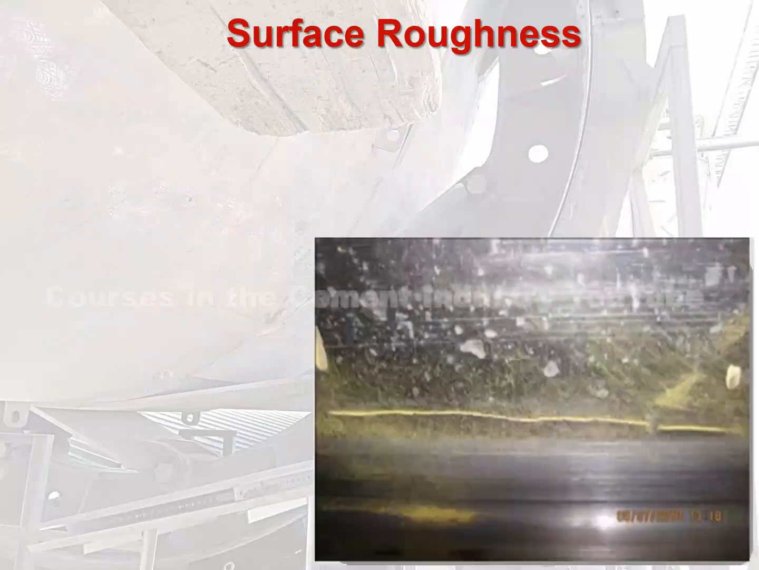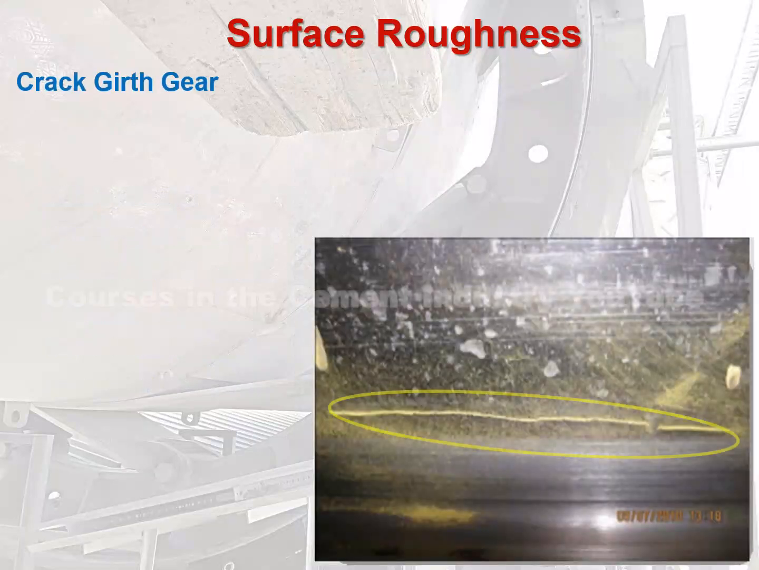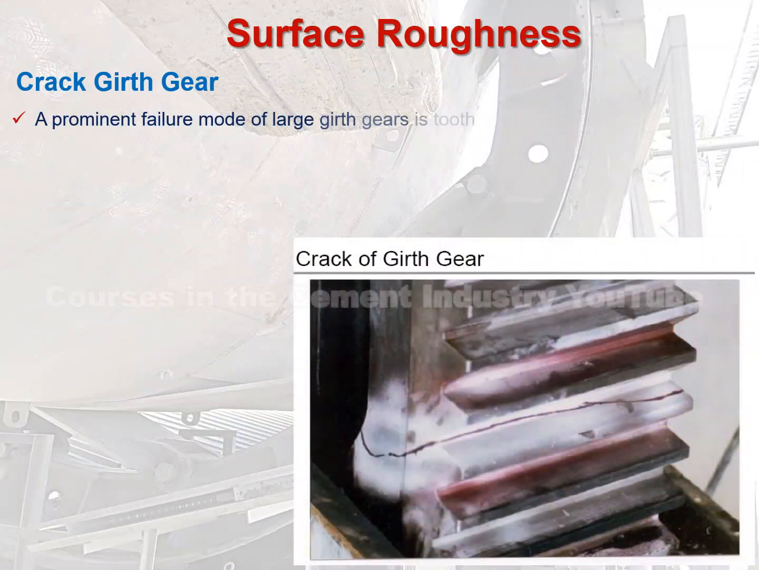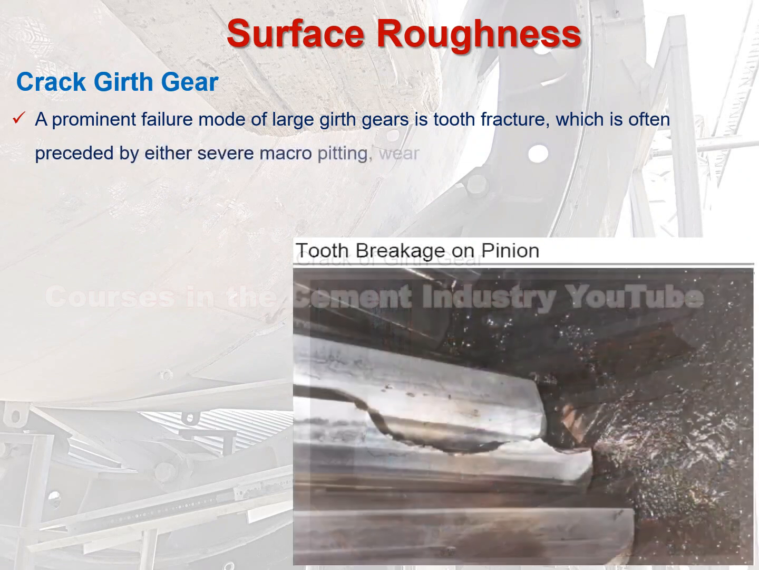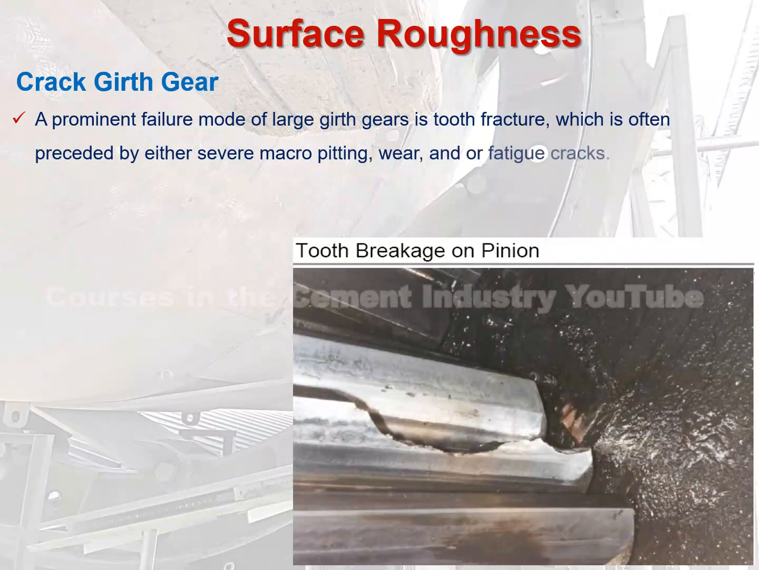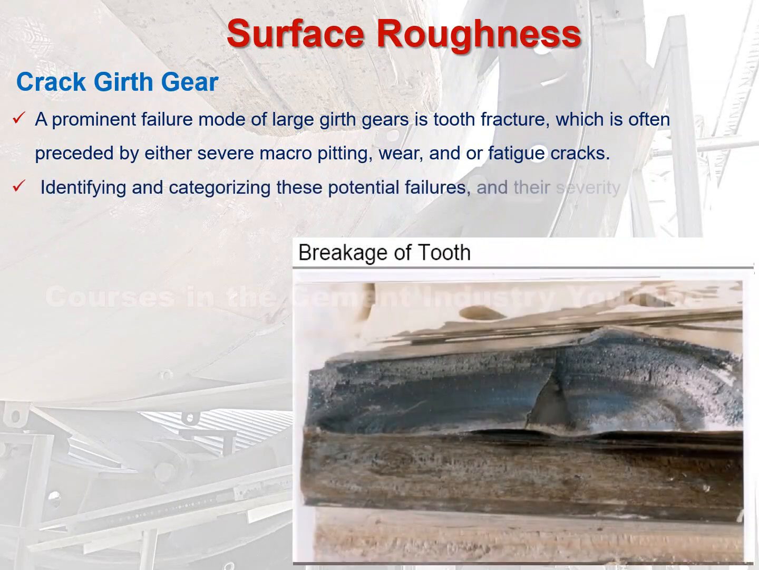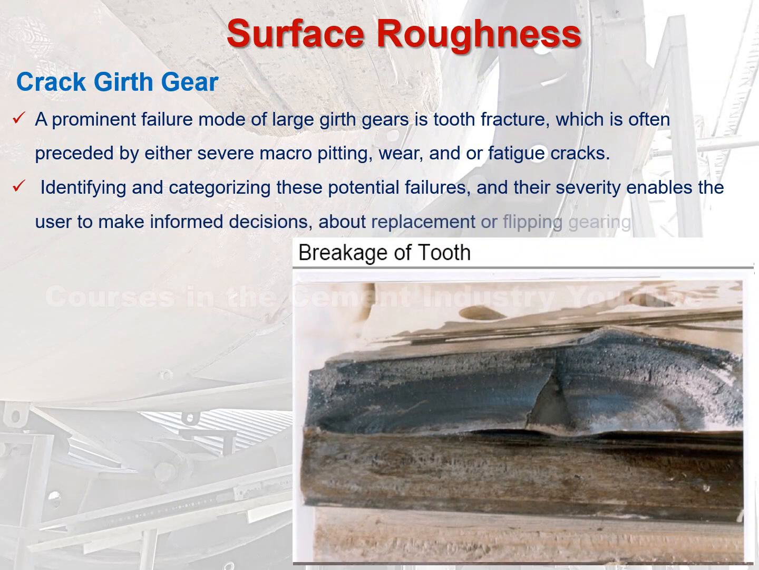In this picture it is explained. Crack girth gear. A prominent failure mode of large girth gears is tooth fracture, which is often preceded by either severe macro pitting, wear, and/or fatigue cracks. Identifying and categorizing these potential failures, and their severity enables the user to make informed decisions about replacement or flipping gearing.